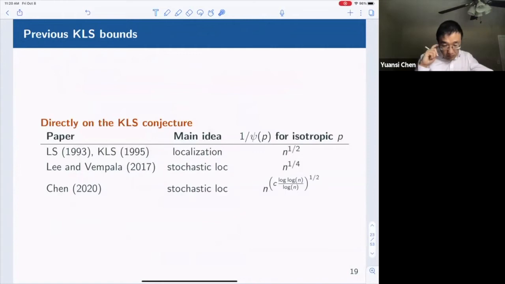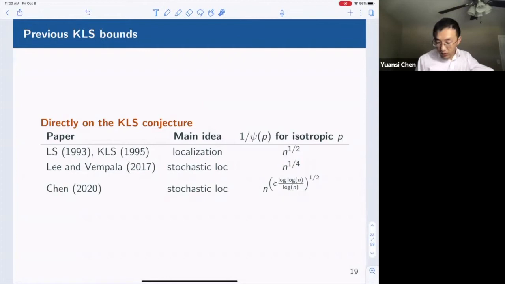The KLS 1995 paper, and the localization idea we presented last time, is also one type of analysis that gets you to n to the 1/2, and Lee and Vempala, using Eldan's stochastic localization idea, get to n to the 1/4. And so today we are going to present how we get something like n to the power of log log n over log n, to the 1/2 power, using the same type of stochastic localization idea with a refined analysis.